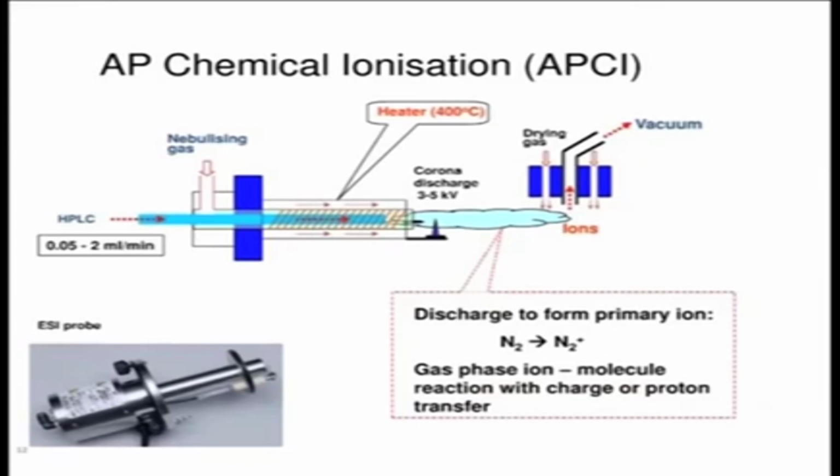The next technique is APCI, the atmospheric pressure chemical ionization technique. ESI is used for polar compounds, and APCI is used for mid-polar compounds. How does it work? Here also there are two concentric capillaries, and there are heater plates. Here also we are using nebulizing gas. It nebulizes between this heater plate that is maintained at high temperature, and it forms small droplets. The compounds are not yet ionized. There is a corona discharge needle that is maintained at 3 to 5 kilovolts.